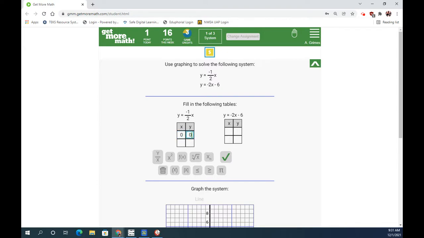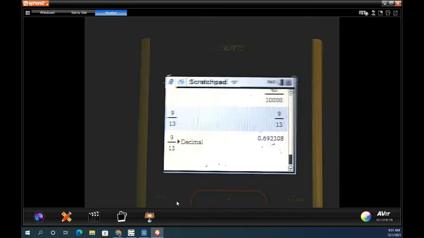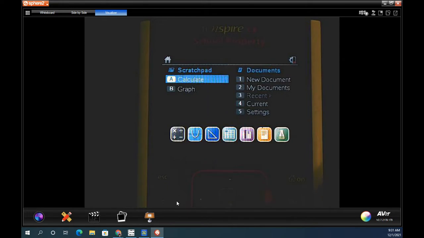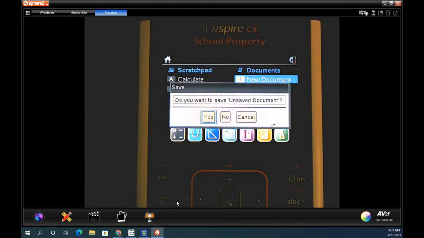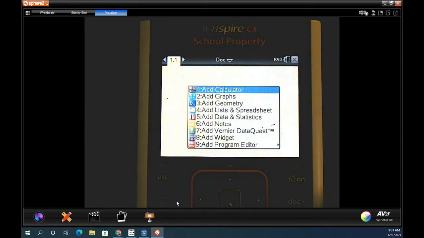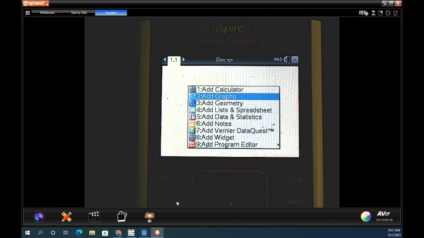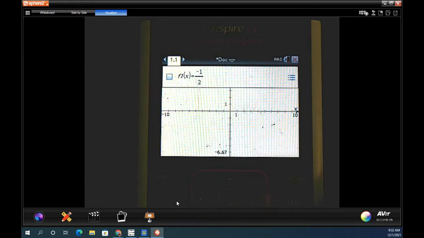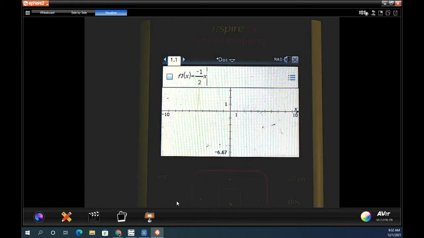watch this. Get your calculator out. So we're going to go to this. Home, new document, enter. Never save. And we're going to add a graph. And our equation is y equals -1/2 x. So all you got to do is go control, divide, and we'll go -1, down arrow, 2. Hit the right arrow, hit the x, and hit enter.